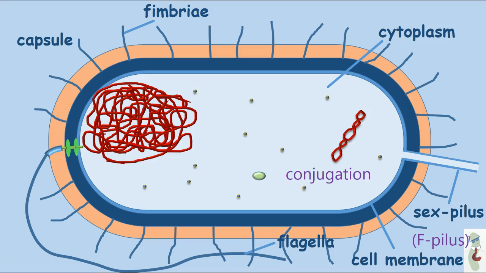This process, known as conjugation, is one of three ways bacteria use to transfer DNA from one cell to another. The other two ways are known as transformation and transduction. I hope to cover these methods in more detail in other videos.